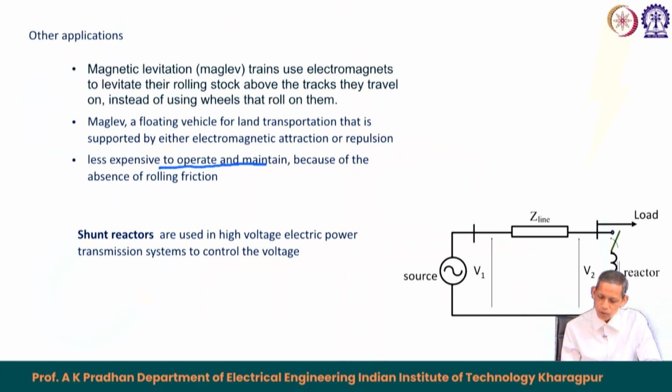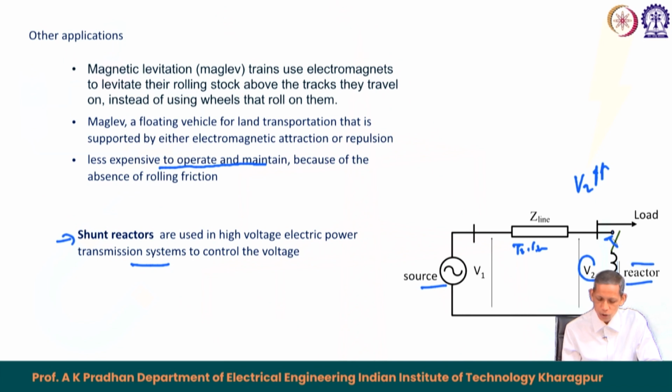There is another application which I would like to highlight here. We call it shunt reactors, used in high voltage electric power transmission systems to control voltage. Let us say this is a source supply system, and then we have a transmission line represented by this impedance, as we have seen in examples while discussing the AC system. There are loads connected at this point, and suppose the voltage at this bus, that is V 2, becomes higher and higher, and goes beyond the limit. To arrest the voltage, to decrease the voltage, at that time reactors are connected.